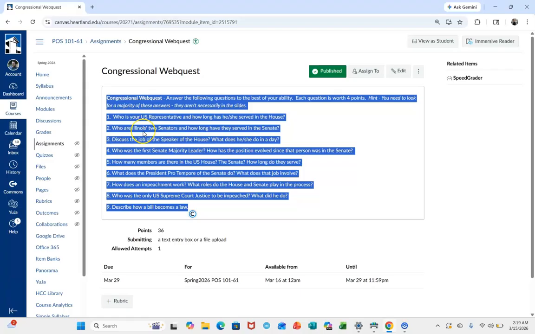All right, the WebQuest. Now, I get questions about this and the Supreme Court one every time I introduce it. A WebQuest is an assignment in which you search the internet for the answers. Well, you might be able to find some of them in the PowerPoints and the readings that I assign. You should anticipate looking up a majority of these answers on the internet. That's just the nature of a WebQuest assignment.